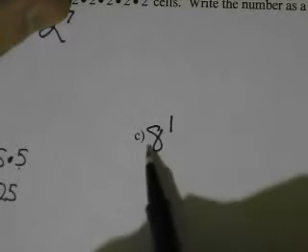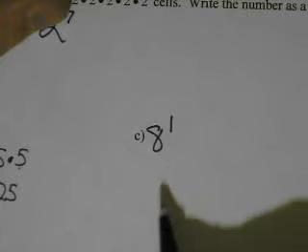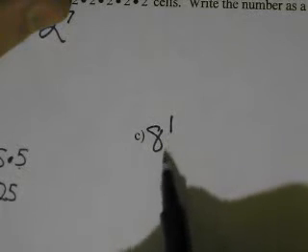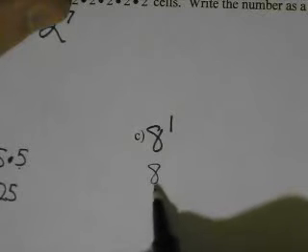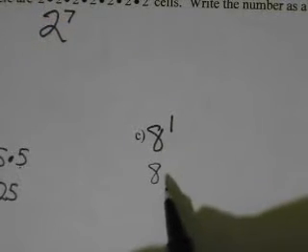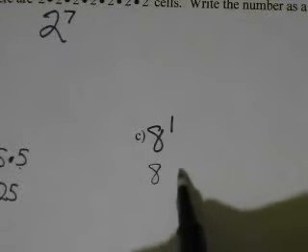Okay, so hopefully you got a chance to give this a shot. 8 to the 1st power. Well, 8 to the 1st power, the 1 means there's only one 8. There's nothing to multiply by. So this is just 8. Right there, we're done. We have nothing else to do, nothing to multiply by. It's just 8.